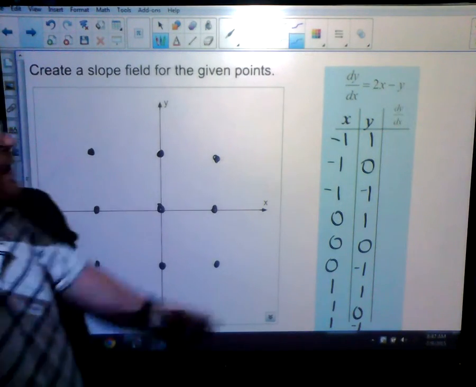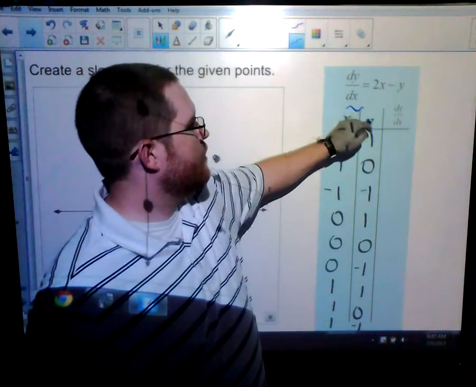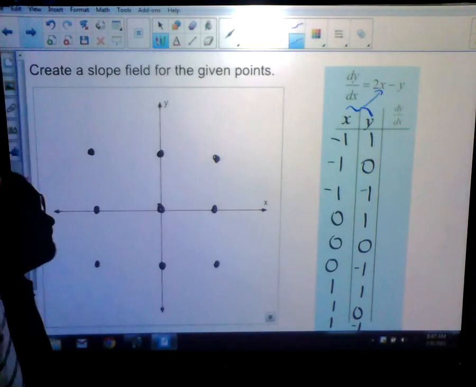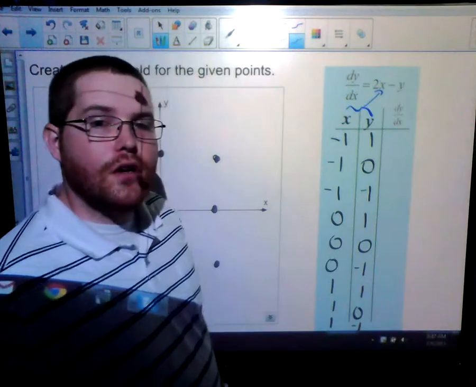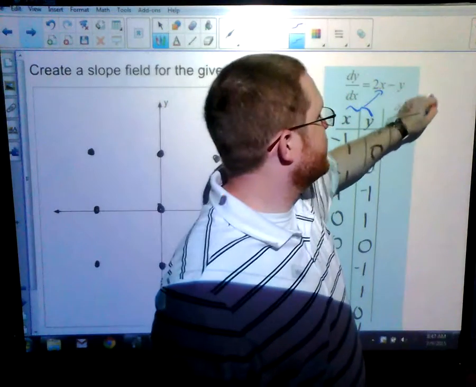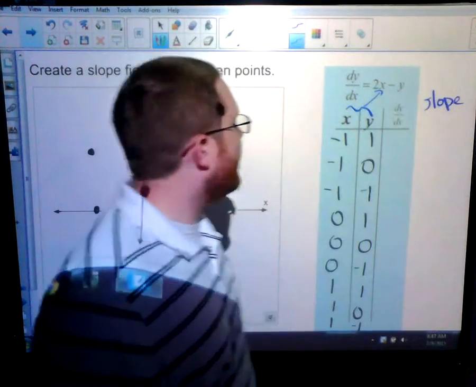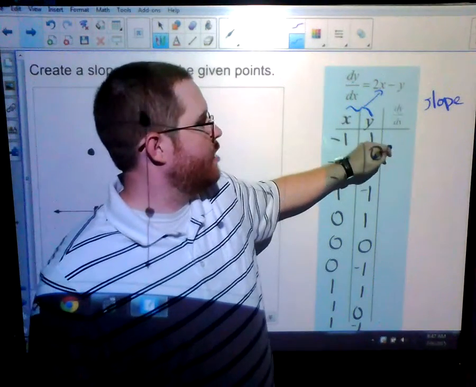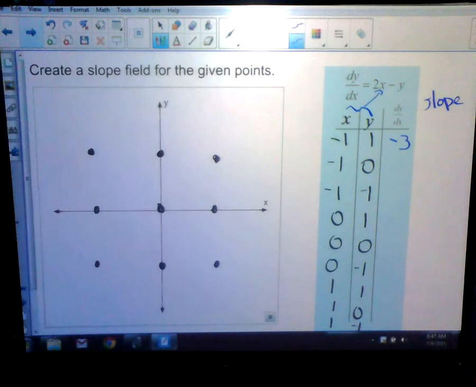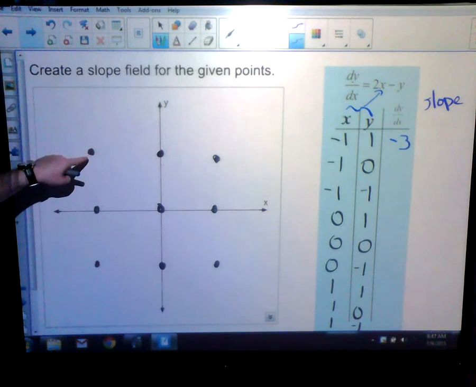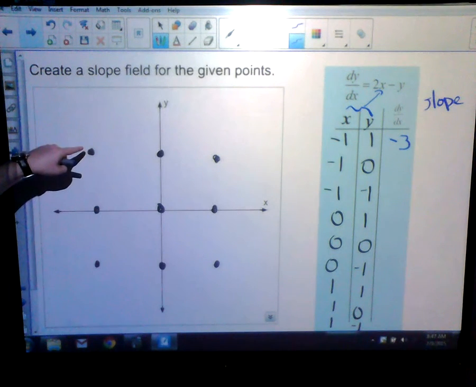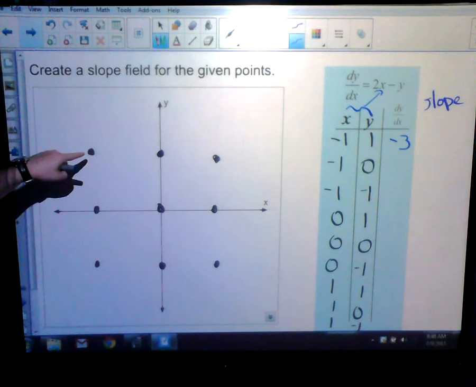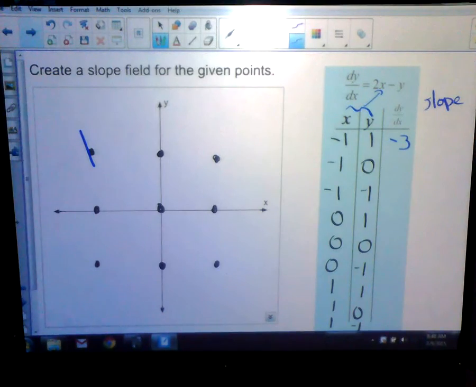I'm going to plug these things in up here. And they're going to give me a derivative. But what does a derivative look like on a graph? It's a slope. So if I plug in (-1, 1), I would have -2 minus 1, I'd have -3. So at the point (-1, 1), the slope is -3. Well, how do I graph -3? It's hard to graph it exactly, but in general, there's 2 things that I care about. It's negative, so it's going down, and it's 3, so it's pretty steep. So it looks like that.